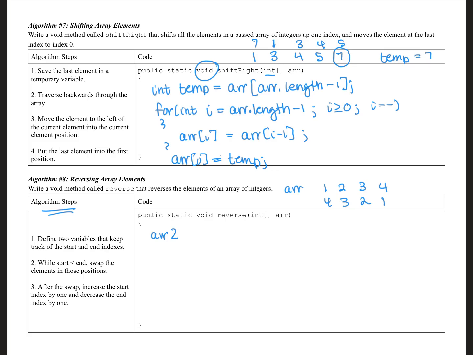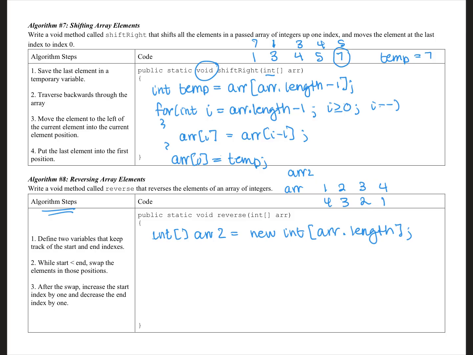Hold on, that didn't make it correctly. I've got to do the data location. So it's got to be an integer array. ARR2. It's going to be a new integer array. And the length is going to be the length of the original array. So now what happens, I really have ARR2. It's got the same length as ARR.